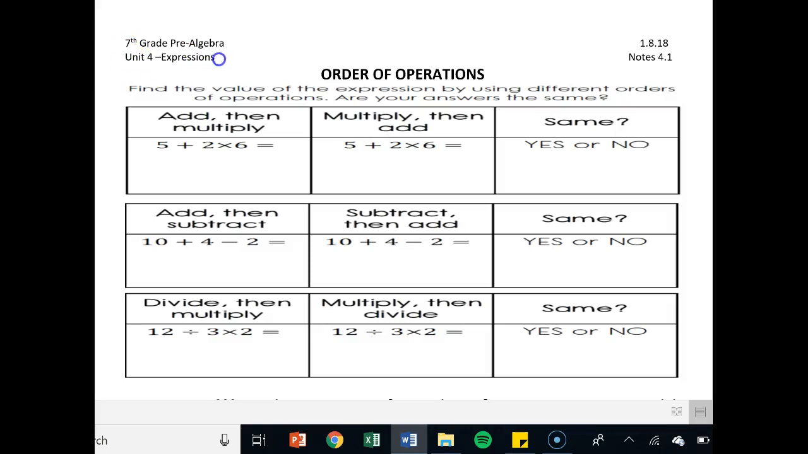Welcome to a new unit, Unit 4, Expressions. This is our first notes of that unit, Notes 4.1. So, order of operations. It says, find the value of the expression by using different orders of operations. Are the answers the same?